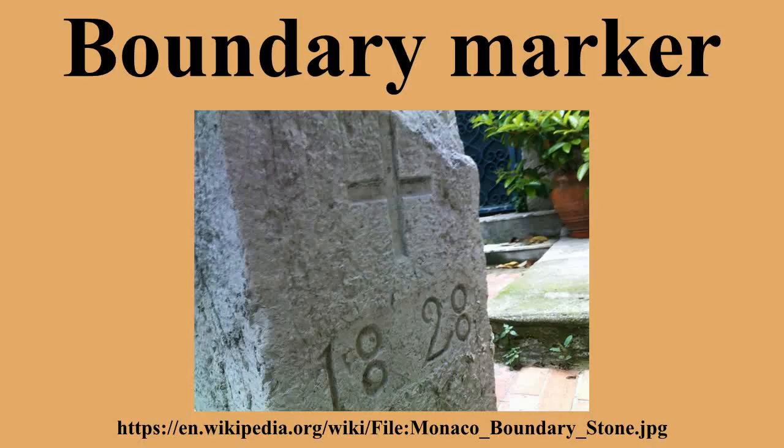All the boundary stones have 3 engraved sides: one side with their individual numbers, one side with the letter M indicating Monaco's territory, and one side with a cross indicating the Kingdom of Piedmont-Sardinia's territory. The cross represents the coat of arms of the House of Savoy, rulers of Piedmont-Sardinia.